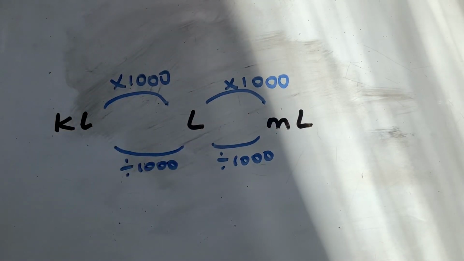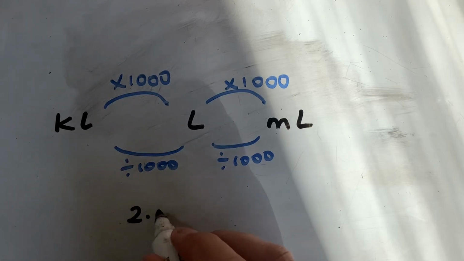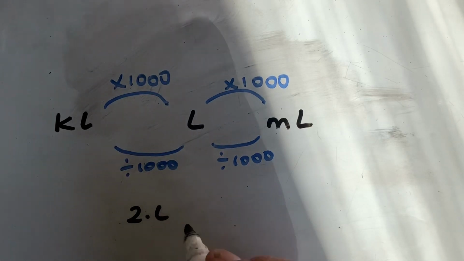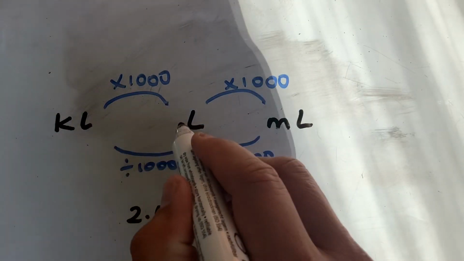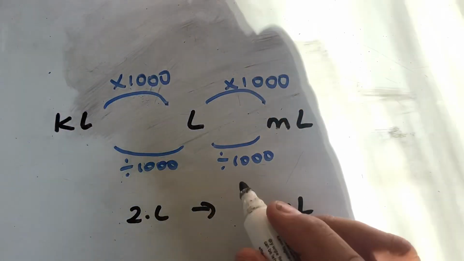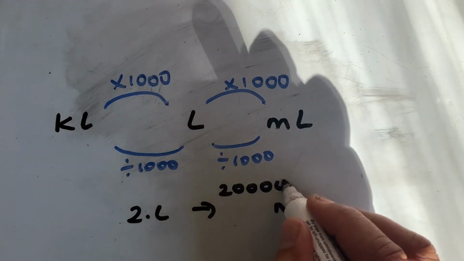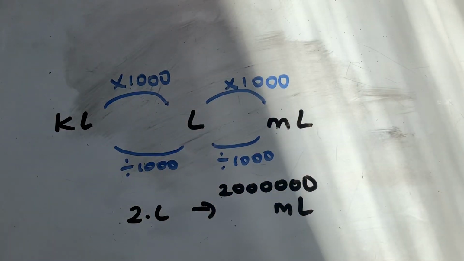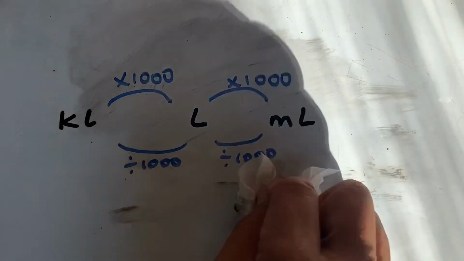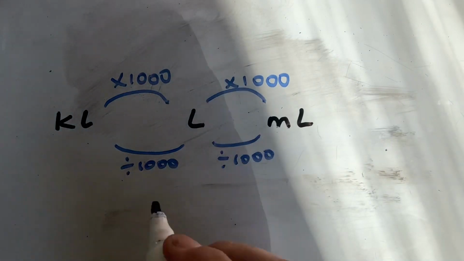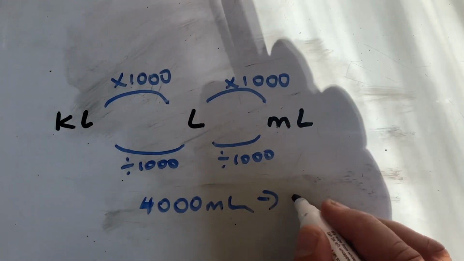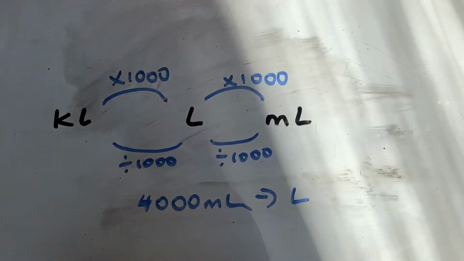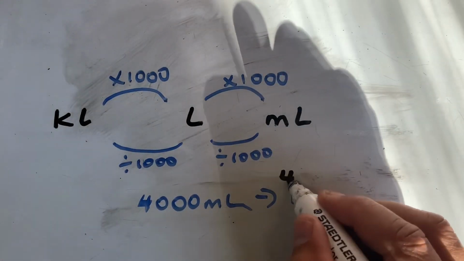So very short example, if I have 2 litres, you want to convert to millilitres, so you just take 2 litres times 1,000 times 1,000, or you multiply by 1,000,000, which is 2 million millilitres. Or the other way around, if I have another question that looks like 4,000 millilitres, I want to convert to litres. So you take 4,000 divided by 1,000 and the answer is straightforward. It's going to be 4 litres.